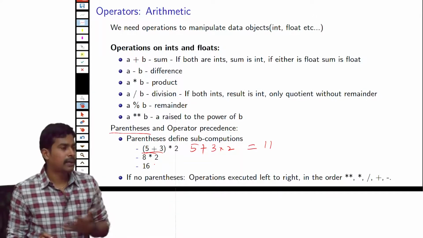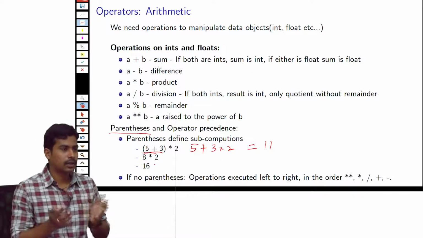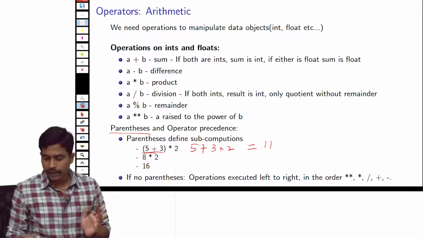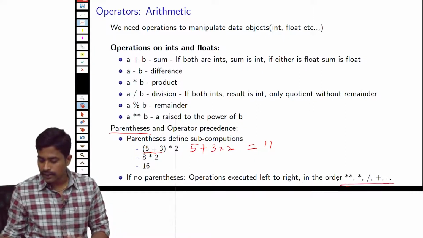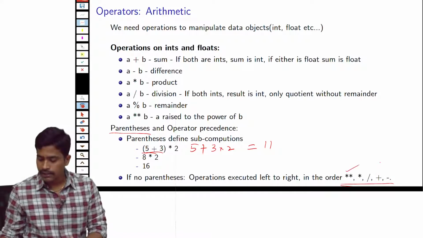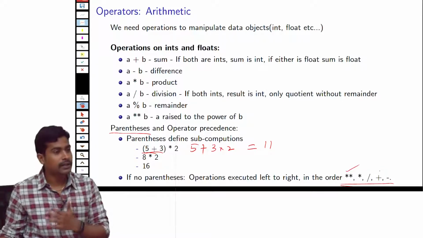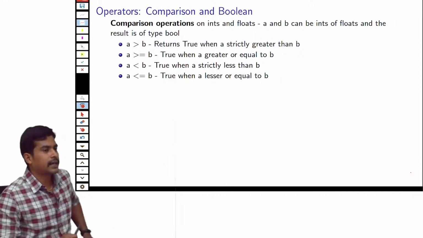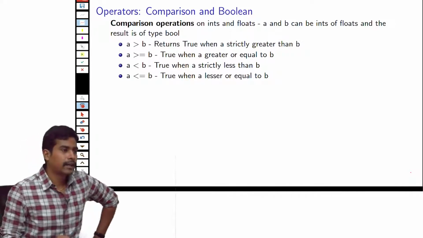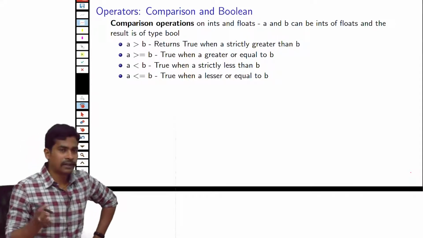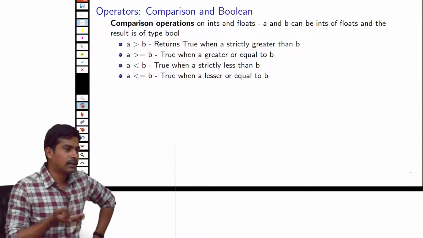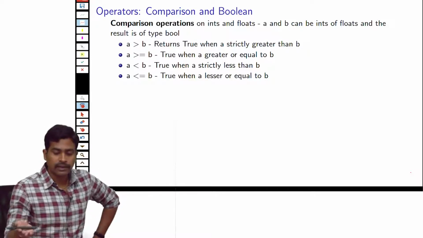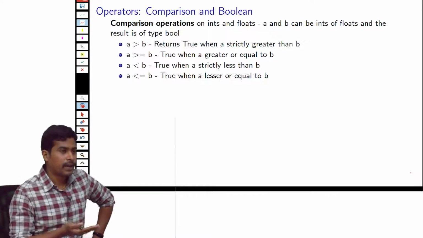So you have to keep in mind where to put your brackets correctly so that you will get the desired result. And in Python, operations are executed from left to right in this order. This is the precedence of operations. So first is the power operation, then multiplication, division, addition and subtraction. Okay. So now we have seen different kinds of arithmetic operations that can be done on both integers and floats. Obviously, we cannot do addition using Boolean variables. So now let's see how we do comparison between two numbers.